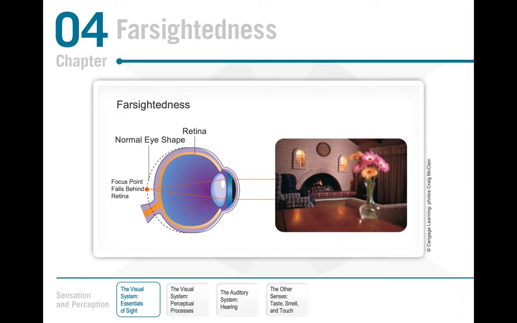In farsightedness, where distant objects are seen clearly and close objects are blurry, the focus of the light is behind the retina. And this focusing problem can occur because your eyeball is not able to accommodate that well, or it could be because your eyeball may be too short for whatever reason. Either way, whenever the focus point falls behind the retina, you get farsightedness.